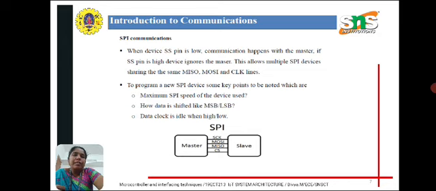For interfacing this, we are using serial peripheral interface communication devices. When the device's S pin is low, communication happens with the master. If the S pin is high, the device ignores the master, with devices sharing the same MISO, MOSI, and clock lines, as we discussed before in the communication protocols. To program new SPI devices, the things to note are the maximum SPI speed of the device, whether data is shifted from MSB or LSB, and whether the data clock is idle when high or low.